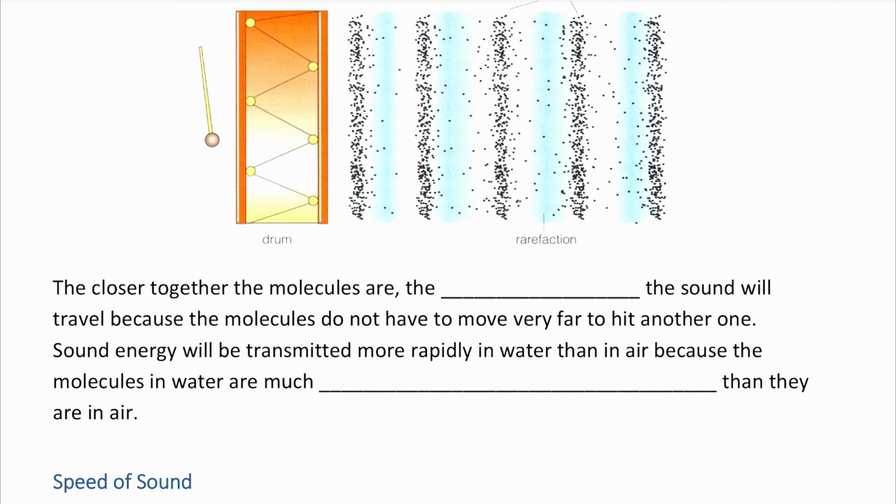And in fact, as long as there are particles, the closer those particles are packed together, the faster sound is going to be able to travel through things. So the closer the molecules are, the faster sound will travel. Basically, the particles, when they vibrate and pass those vibrations on to the neighbouring molecules or atoms, can do it more efficiently when they're closer together. So the molecules don't have to move very far to hit one another. So sound energy will be transmitted more rapidly in water than the air, because the molecules in water are much closer together than they are in air.